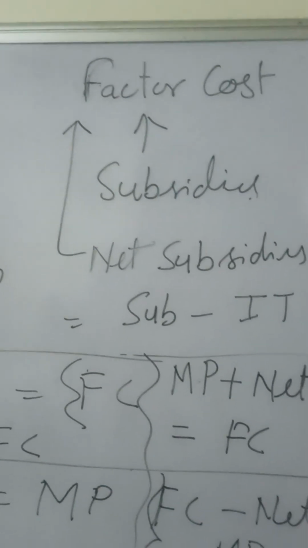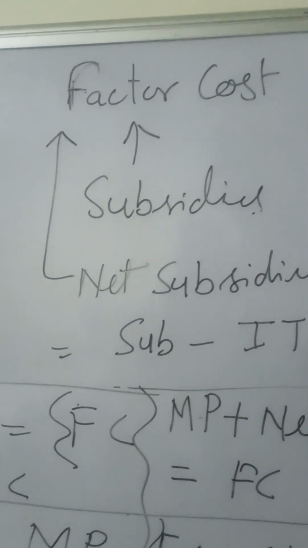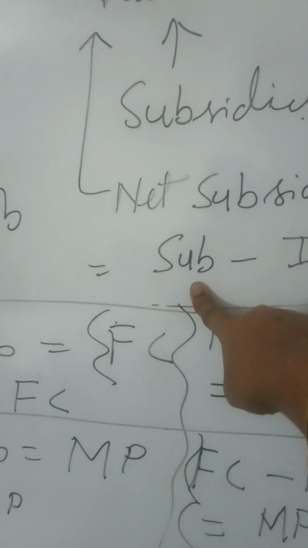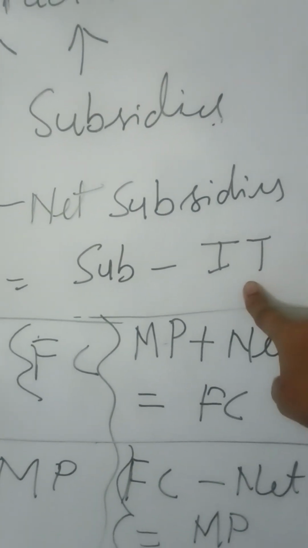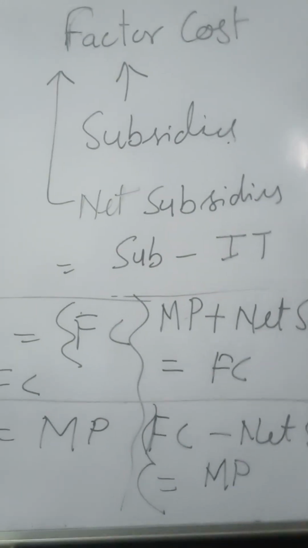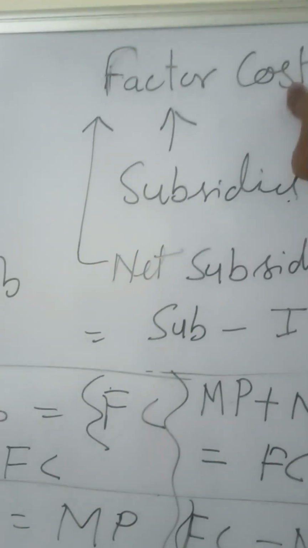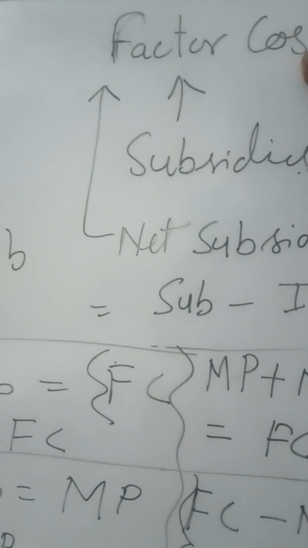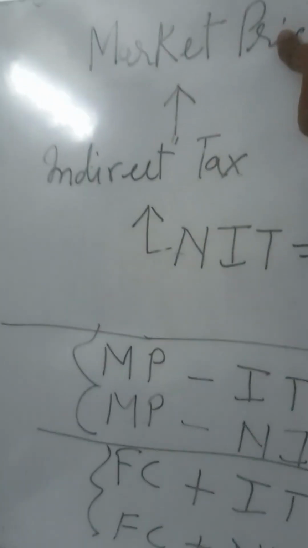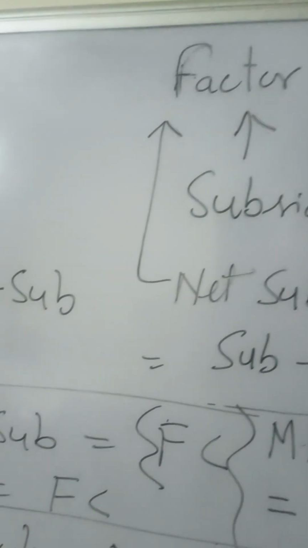Come to subsidies. In the same way, we can calculate net subsidies also. Subsidies minus IT. Suppose the government has given subsidies to a farm of 100, and IT paid by the farm to the government is 120. So what is the net subsidies? Minus 20. So minus 20, which is net subsidies, is included in the factor cost, right? So IT, again I am repeating, and NIT both are included in market price, and subsidies and net subsidies both are included in the factor cost, right?